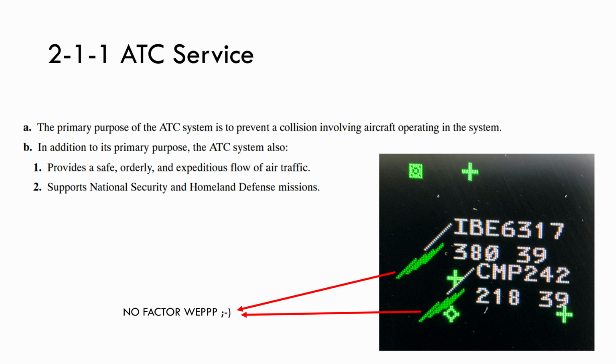Secondly, we support national security and homeland defense missions. Very simple.